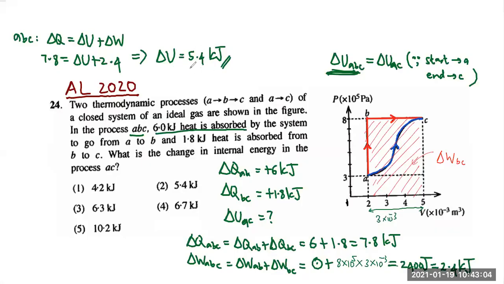But this is incorrect. This is incorrect because the graph starts from one. If you look closely, the graph doesn't start from zero. It starts from one, because look at this: 8, 7, 6, 5, 4, 3, 2, 1. So this height is not 8 actually, it should be 7. 7 into 10 to the power 5 Pascal is the difference. So what we substituted here was incorrect, it should be 7. So this is 2100, 2.1 kilojoules. We have to substitute 2.1 kilojoules, then it should be 5.7 kilojoules.